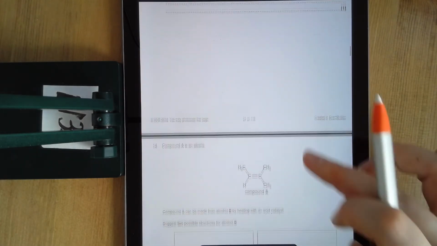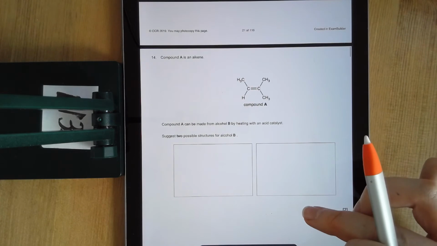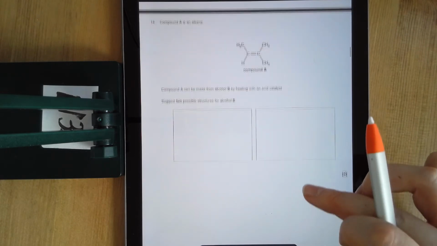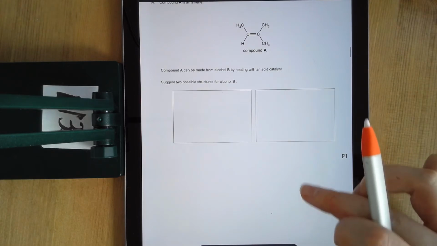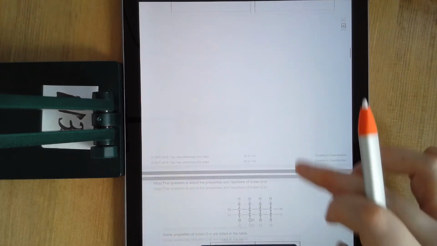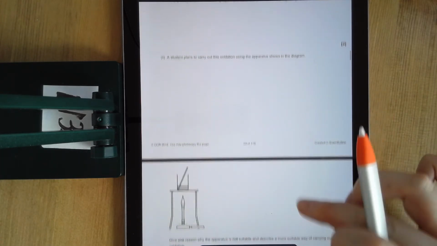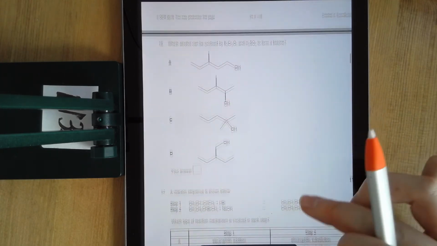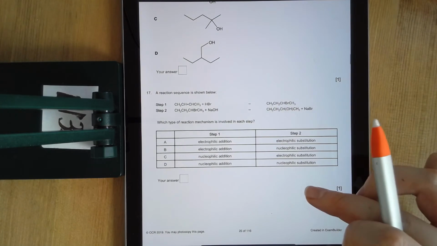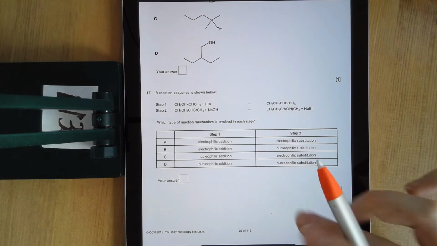I'm going to scroll. This is just heating an alkene, or forming an alkene, so you're heating it with steam and an acid catalyst. I'm going to scroll through all of this as well, just so the video doesn't get ridiculously long, but I'm hoping this will be okay. 17, I know this is a tick box, but I just want to explain it.